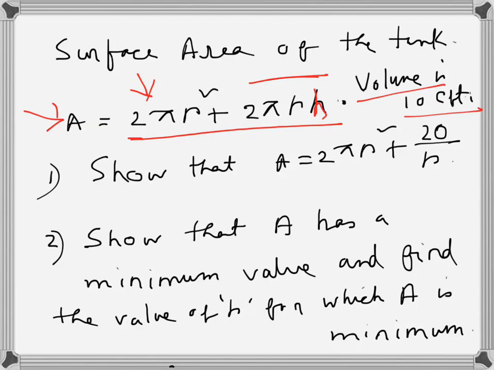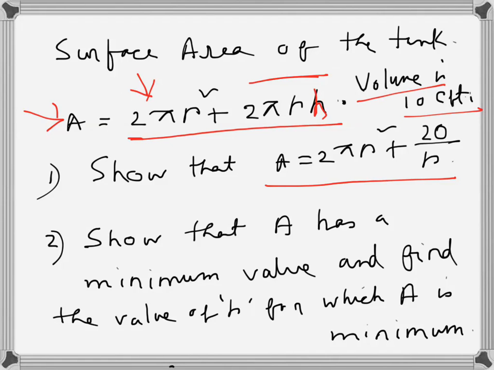So we have to show that A is 2 pi r square plus 20 over r. So let's start with the expression that is given. A is equal to 2 pi r square plus 2 pi r h. Now we can see the one we have to prove here. This expression of A does not have any h there, and the volume is given.